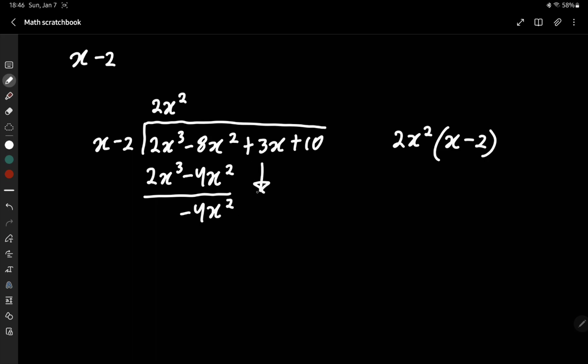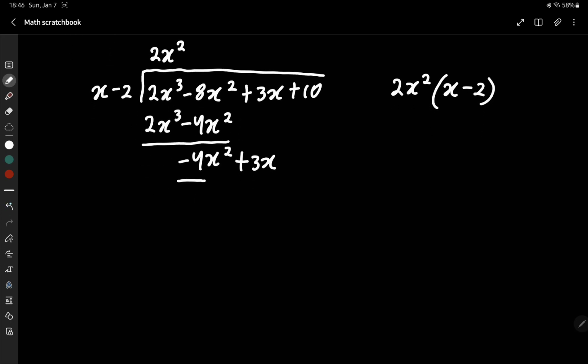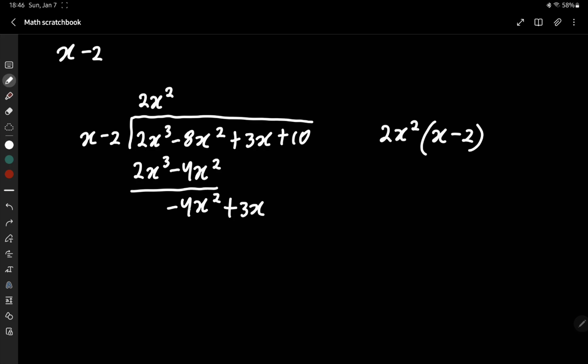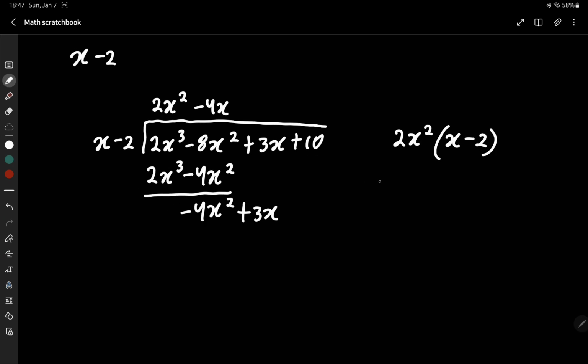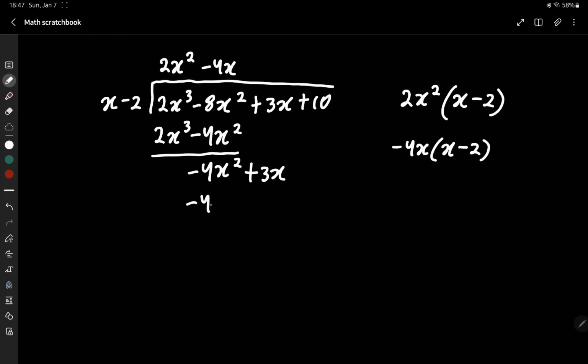And then you just bring this 3x down, so plus 3x. And then from here, again, we divide this 4x squared by x, which will give us minus 4x. And then again, we go minus 4x times x minus 2. And that gives you minus 4x squared plus 8x. And again, we do some subtraction. That gives us negative 5x. And then we bring the 10 all the way down here.